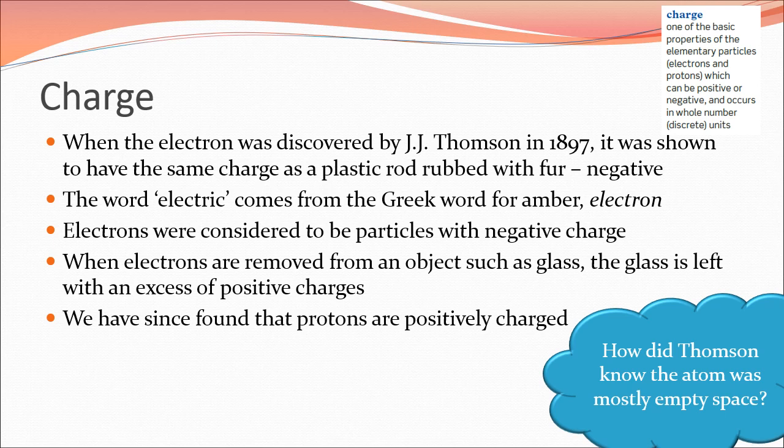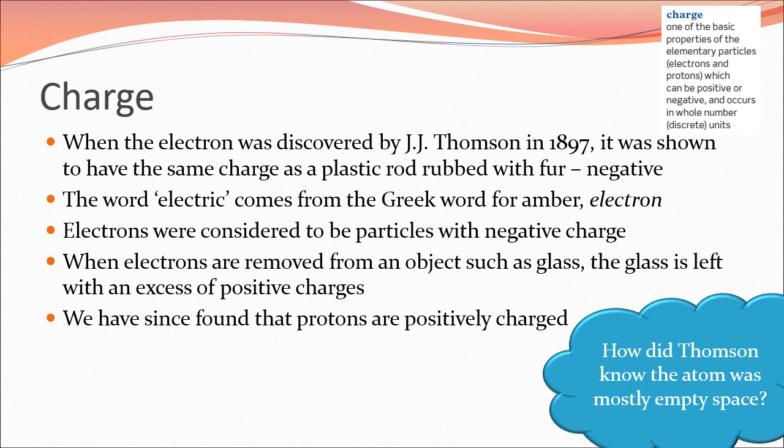So if you removed electrons from a glass rod, say, then the glass would be left with an excess of positive charges. So static electric charge is all about the transfer of electrons either into or away from objects, and that causes the object to gain either a positive or a negative charge.